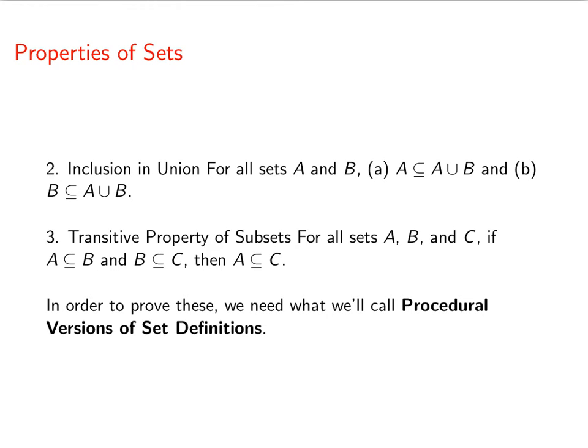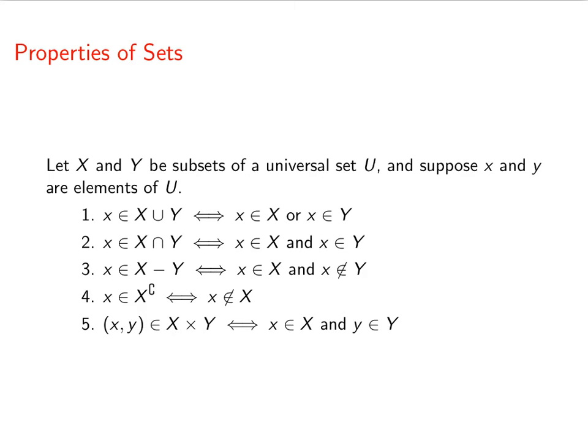Now in order to prove these, what we're going to need is something that we'll call a procedural version of set definitions. So that procedural version looks like this. We let X and Y be subsets of some universal set U, and then we'll suppose that little x and little y are elements of U.